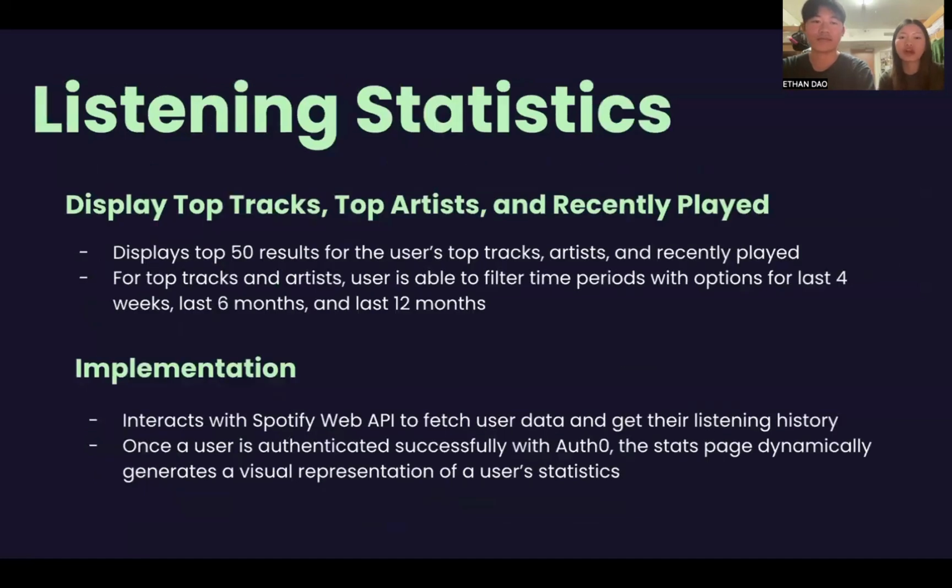Our third feature of our app is listening statistics. For this, it would display the user's top tracks, top artists, and lastly, the recently played history. This would display the top 50 results for each category. And then for top tracks and artists, the user is able to filter through different time periods, with options to display the last 4 weeks, the last 6 months, as well as the last 12 months of their listening histories.